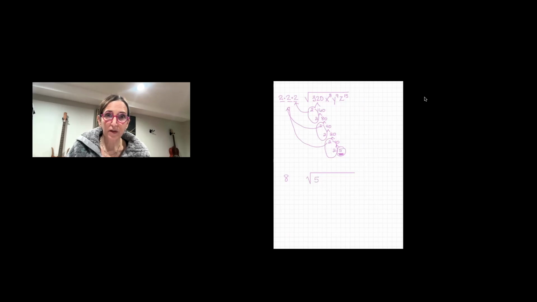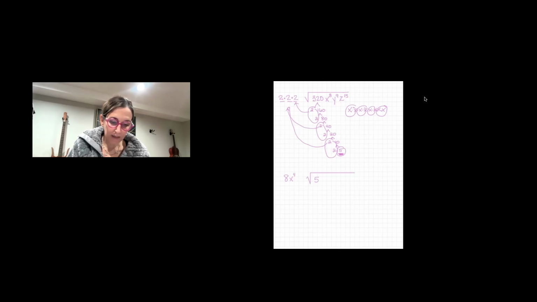Now I'm going to deal with the variables. So x to the 8th, 5, 6, 7, 8, is basically 4 pairs of x's. So I'm going to take out x to the 4th, and there are none left over. I had exactly 4 pairs in 8. So the easiest thing to do is just divide your exponent by 2, and however many times it goes in evenly, you take that many of your variable out.